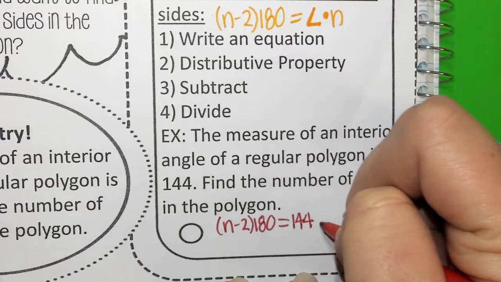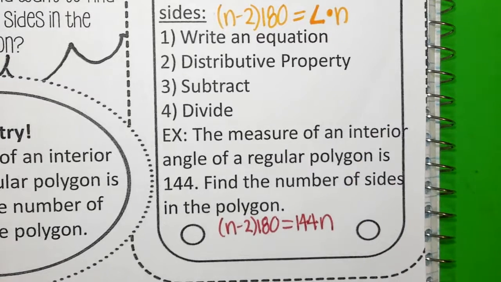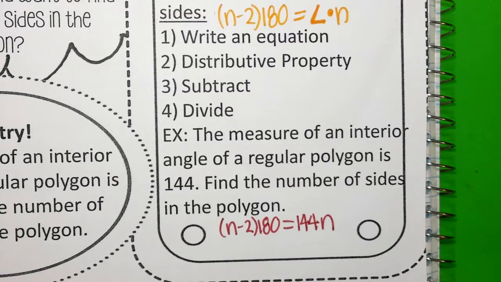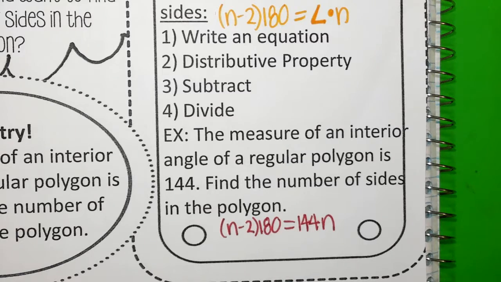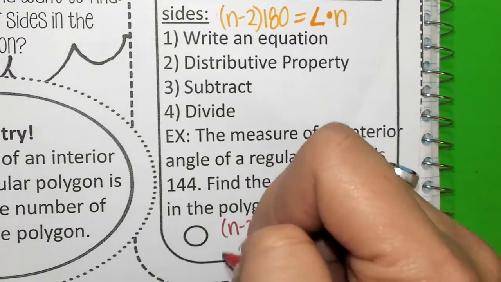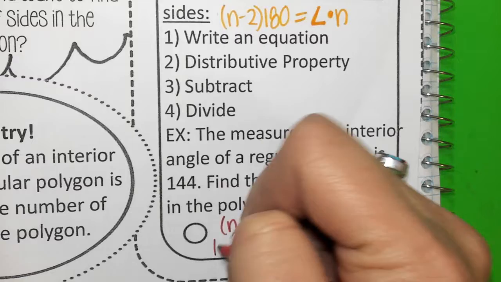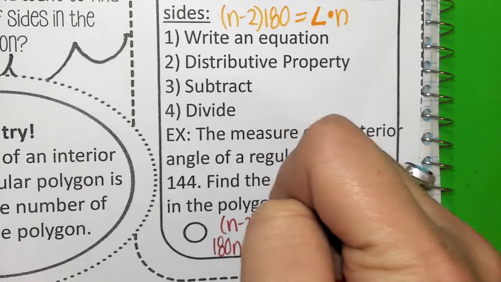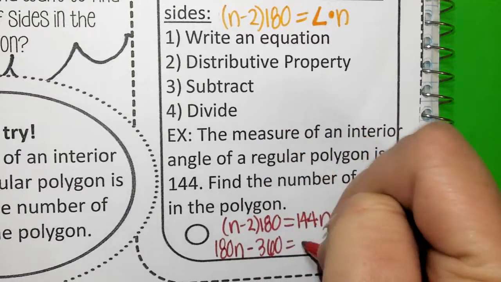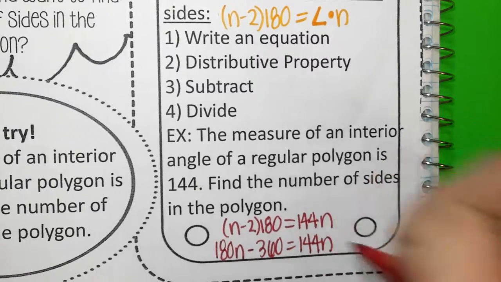144 times what? Times n. Good. Now, where did we get the 144 from? In the problem. The question asked us that. Alright, so then what is step 2? What does it ask us to do? Distribute. So we're going to distribute that 180. So we get 180n minus 360 equals 144n.